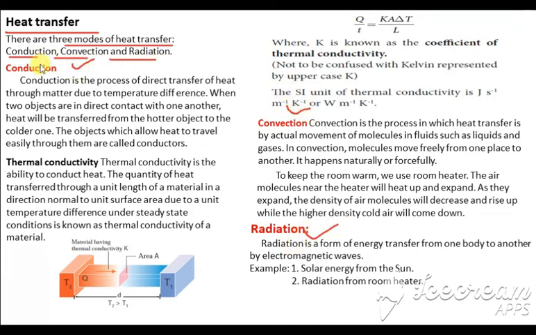First, conduction. Conduction is a process in which heat is transferred directly due to the temperature difference. When two objects are in direct contact, heat will be transferred from the hotter one to the colder one, and that is called conductance. It has thermal conductivity in it. Thermal conductivity is the ability to conduct heat. What is thermal conductivity? How much ability it has to conduct.